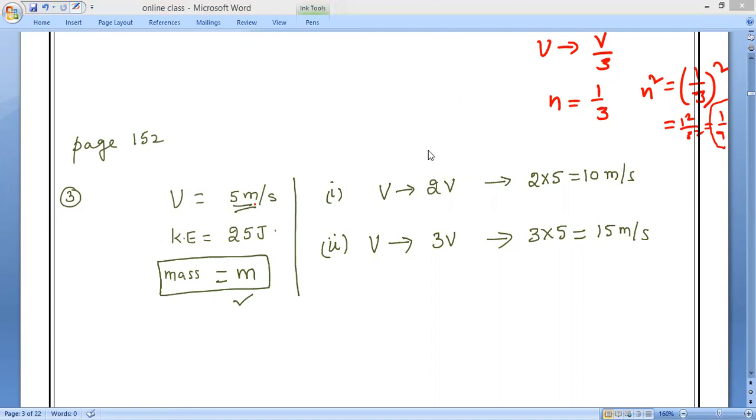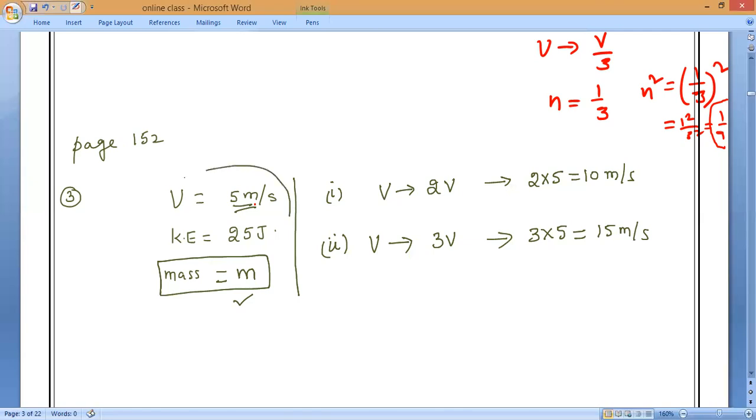All of you? Clear? Now, observe very carefully, as mass remains constant. So with the help of this data, we need to find the mass first. Later only we will change the velocity to double and to triple. So first of all, as we all know, what is the kinetic energy formula?